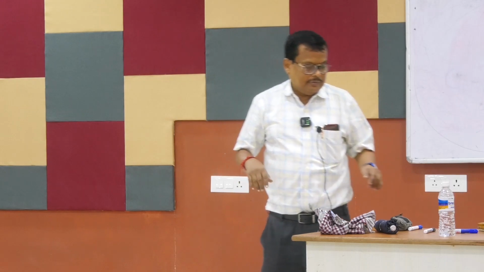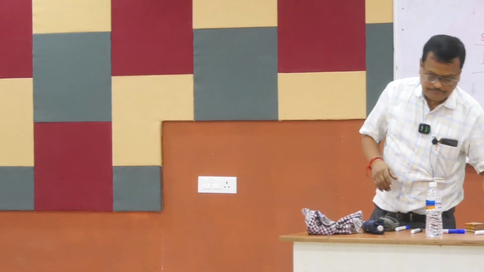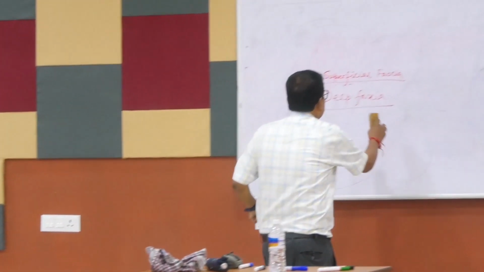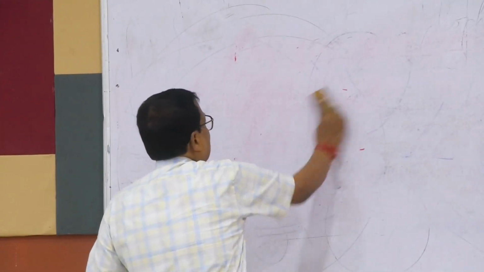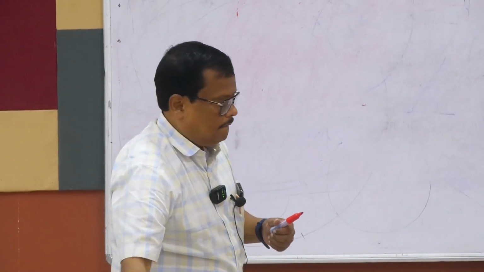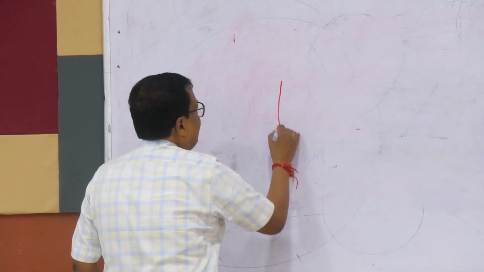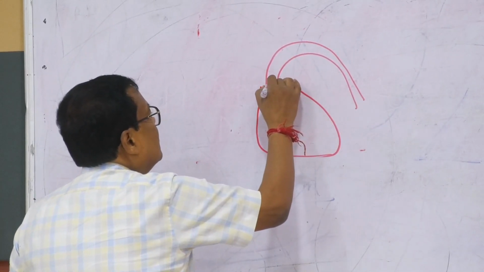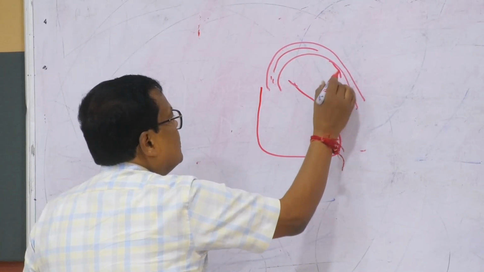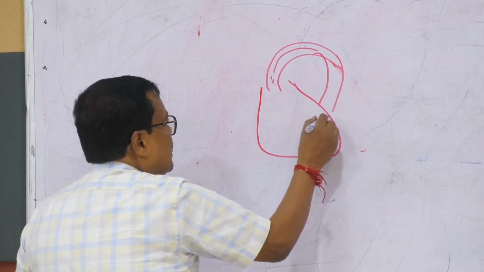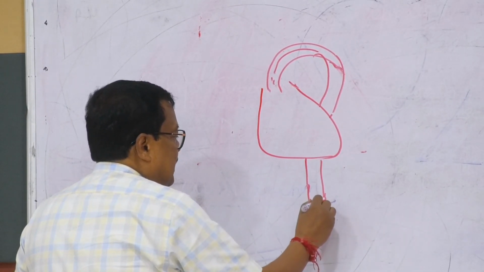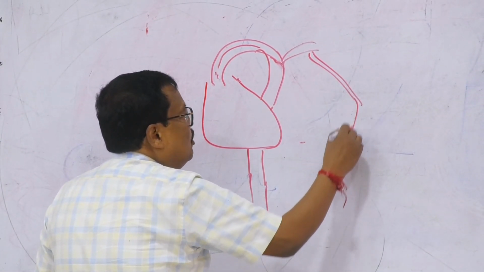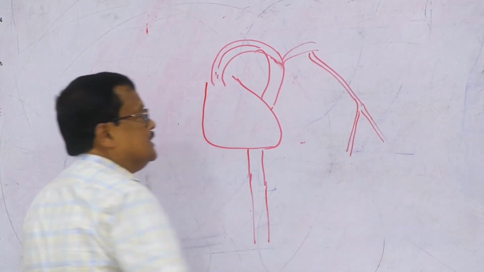Now one thing you remember, make this clear today. This is the heart. The heart gives a main artery known as the ascending aorta, arch of aorta, then it goes to give the thoracic aorta, then the abdominal aorta, and from there branches come. So an artery gives branches.